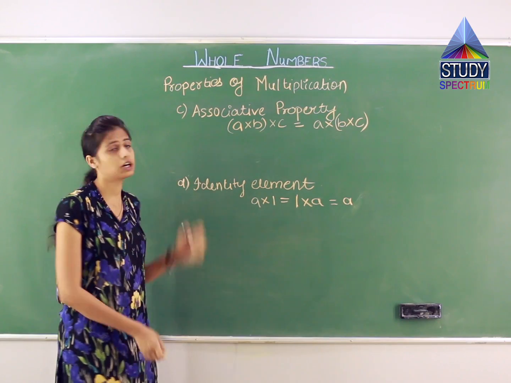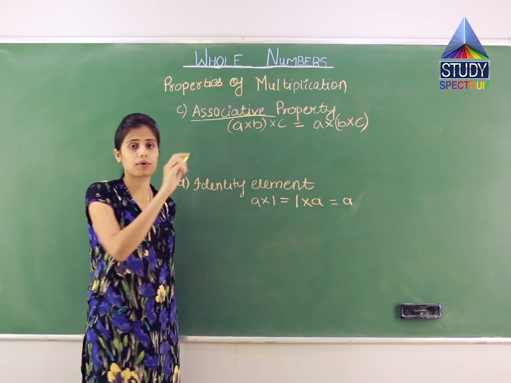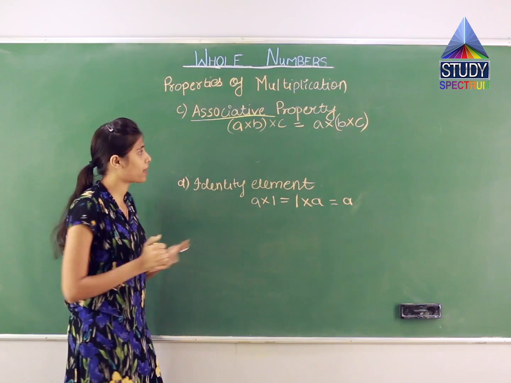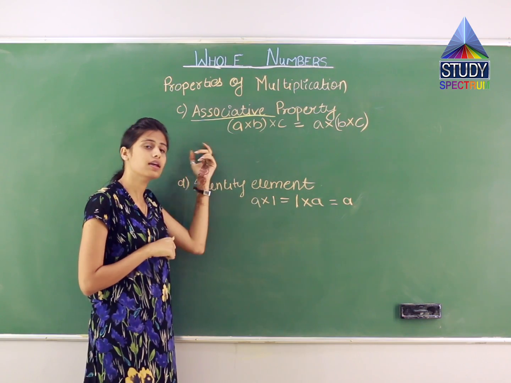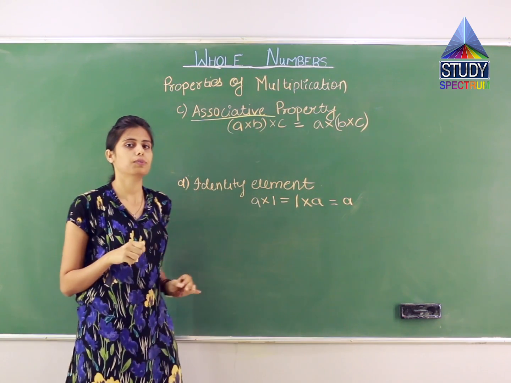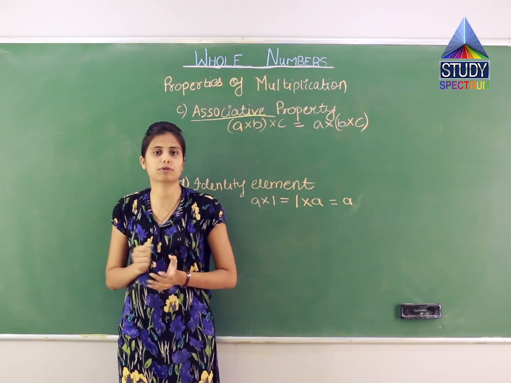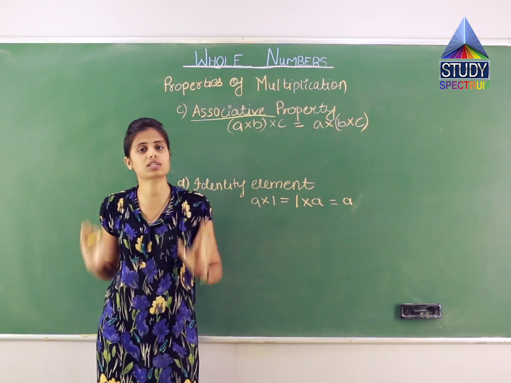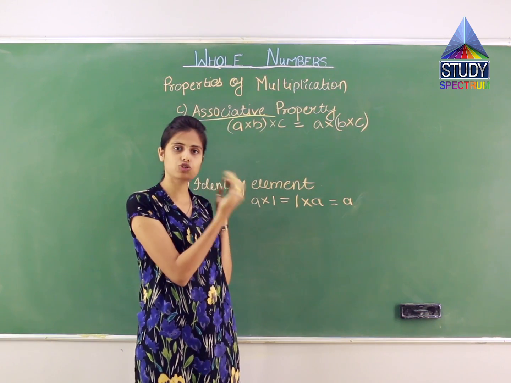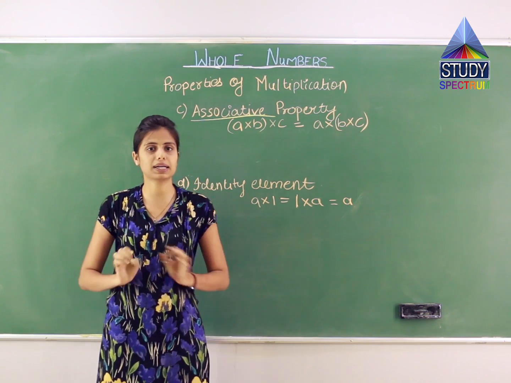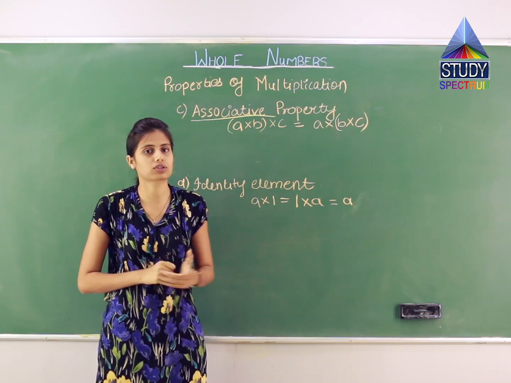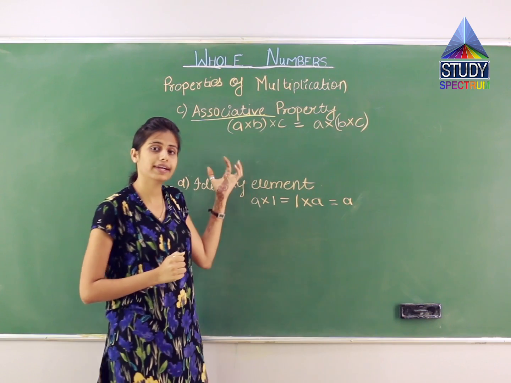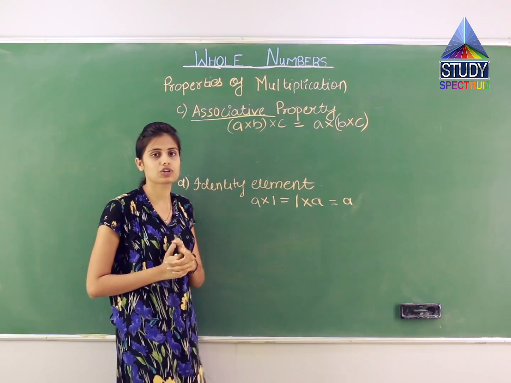Now let us start with the third property, which is what? Associative property. We have already understood what the associative property is in addition and subtraction. Now we will see the associative property in multiplication. In the associative property, what was important? The placement of the bracket. Like in addition, the placement of bracket did not matter. If I put it next to a plus b or b plus c, the answer remained the same. But it changed in subtraction. Means the associative property did not hold good in subtraction. Now let us check whether this property holds good in multiplication or not.